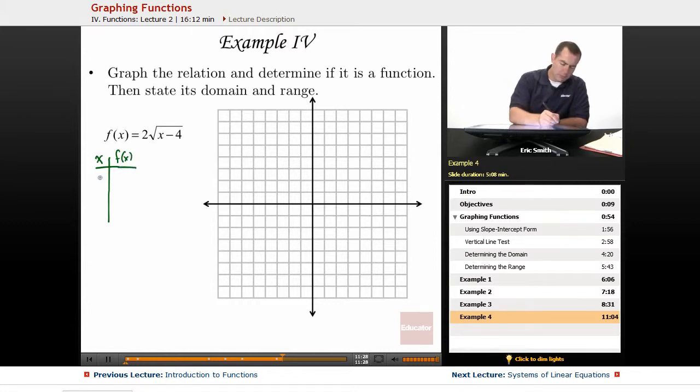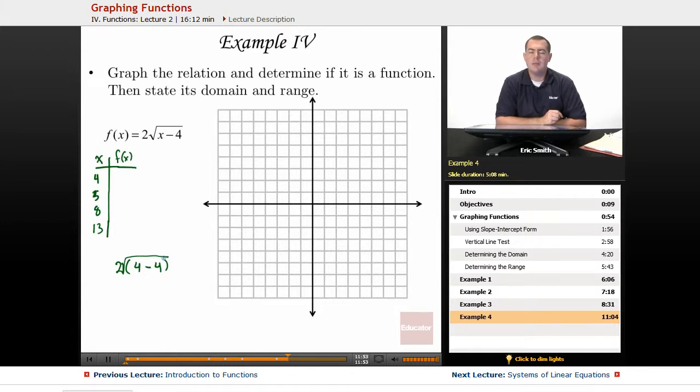Let's choose some different values like 4, 5, 8, and 13. These values will make it a little bit easier to evaluate this. So if I was to use, say, 4, I would end up with 2 times the square root of 4 minus 4, or 2 times the square root of 0, which is 0. So that's one point I know is on my graph.